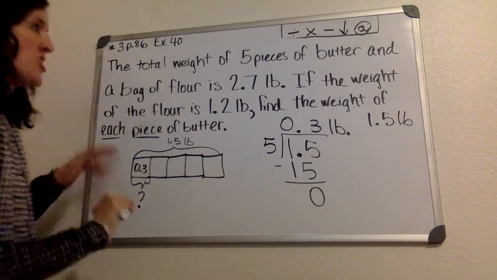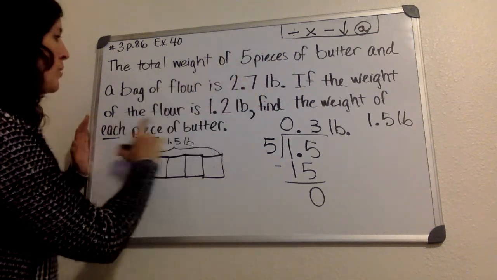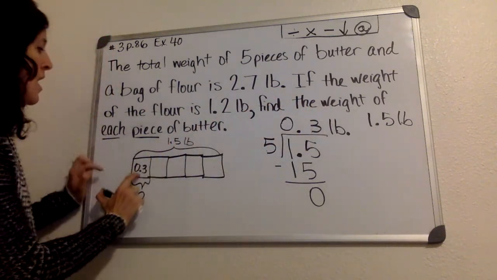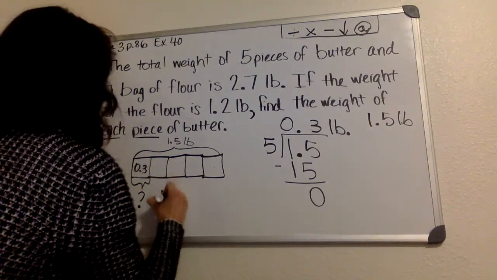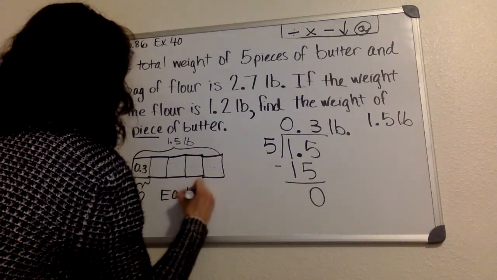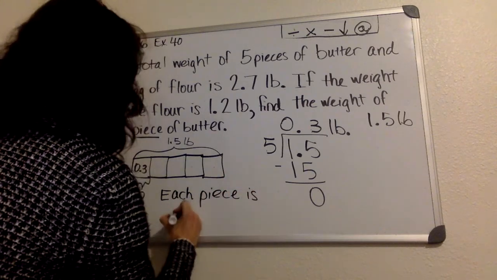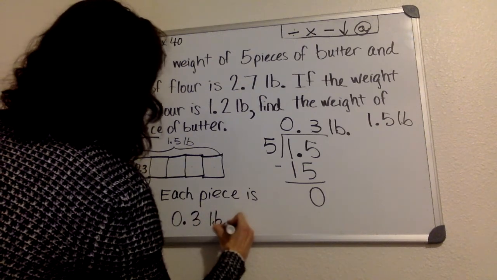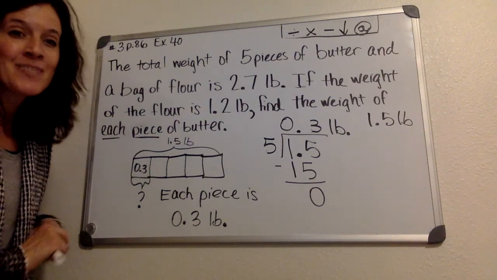Let's just make sure that I answered the question correctly. If the weight of the flour is 1.2 pounds, find the weight of each piece of butter. Sure enough, that gives it to me. So I'm going to say each piece is 0.3 pounds. All done. All right, on to the next one in just a few minutes.